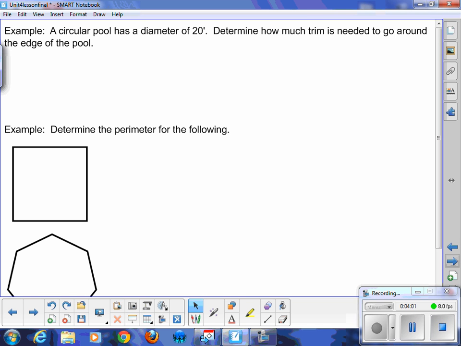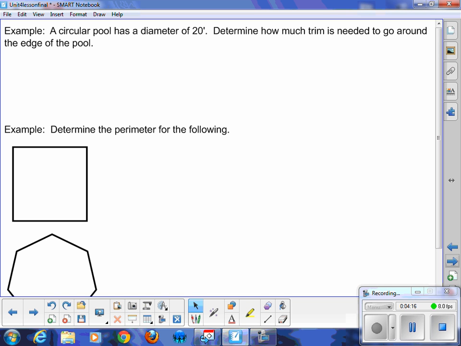First one's a word problem, so it would be more like the second half of the assigned homework. A circular pool has a diameter of 20 feet. Determine how much trim is needed to go around the edge of the pool. So you're putting the white trim around the edge of the pool to hold the liner.